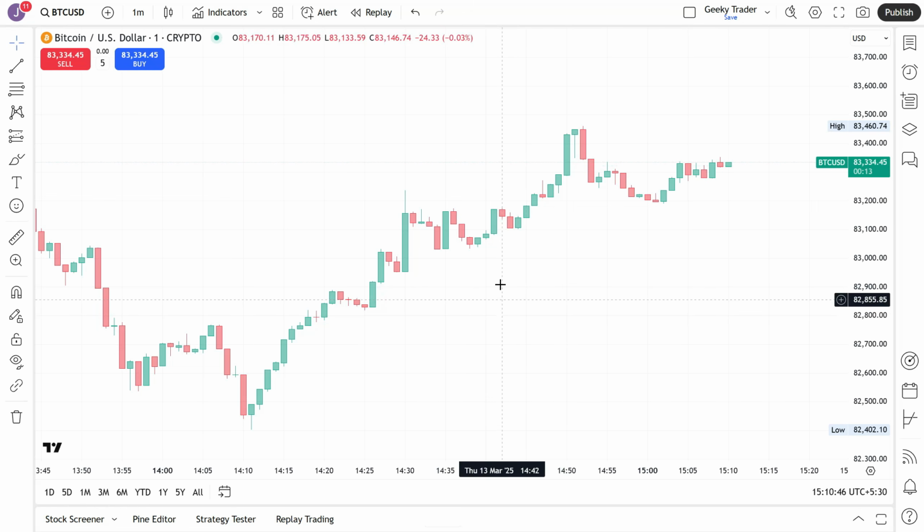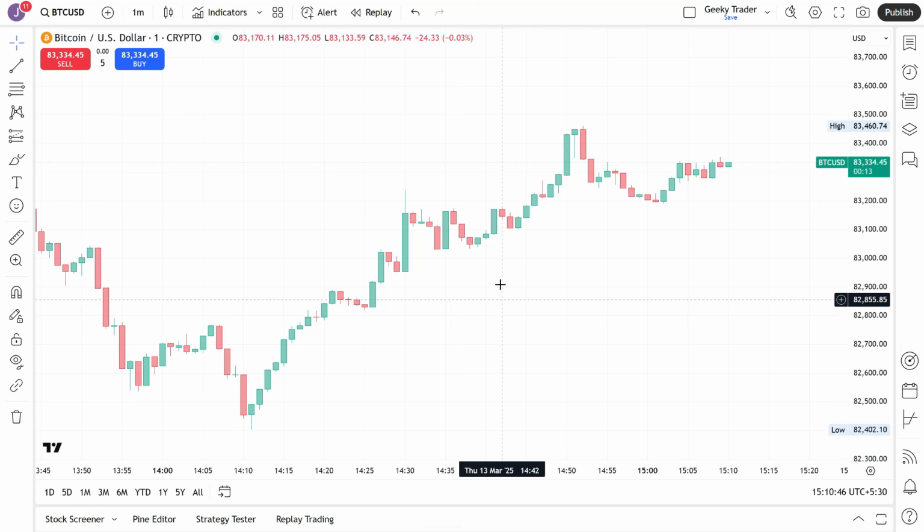Today I'm going to introduce you to my very own trading script, one that has helped me secure some of the most profitable trades. I've personally tested and refined this script over time, and now I'm excited to share it with you. Right now, as you can see on my screen, I have opened the BTC crypto chart on TradingView. At this moment, there are no indicators added, just a clean chart. But that's about to change.